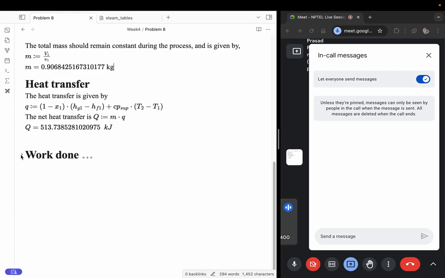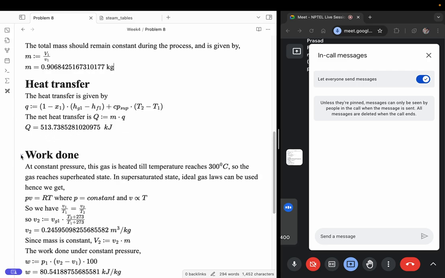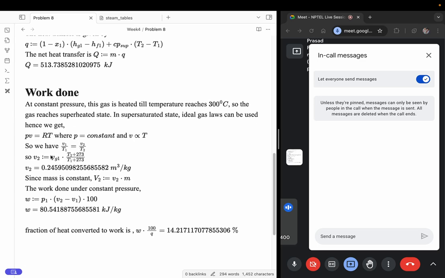Internal energy is again a point function. You just need to determine the initial and final values, and from there you'll be able to calculate the work done, or you can also calculate the work done directly using this particular relation. At constant pressure, it is heated till the temperature is 300, which means you can directly use P times V2 minus V1. So how do you determine V2 and V1? Again, we use the ideal gas law. V is proportional to T, so V1 by T1 is V2 by T2.